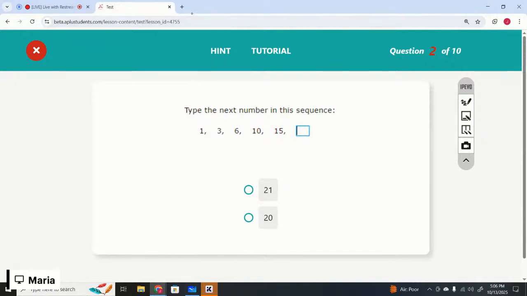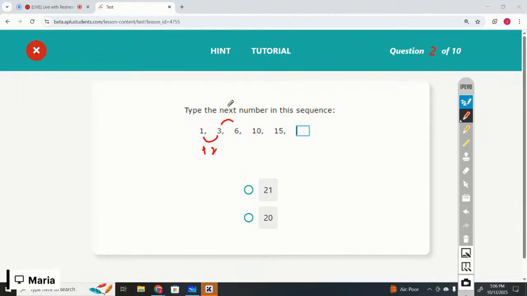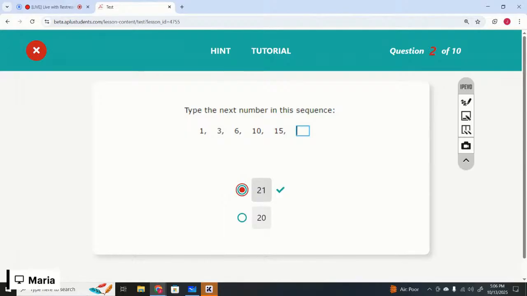Type the next number in the sequence 1, 3, 6, 10, and 15. So which is the next number? So 1 plus 2 is 3, 3 plus 3 is 6, 6 plus 4 is 10, 10 plus 5 is 15. So 15 plus 6 is 21. Option number 1 is the correct option. 21 it is.